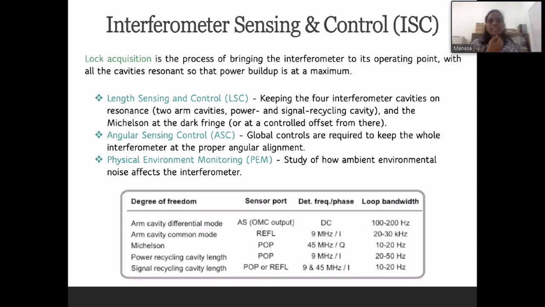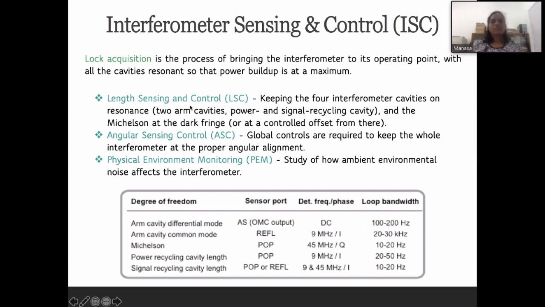Next along the line of subsystems is the interferometer sensing and control. This involves everything that allows us to sense and control the various degrees of freedom of the interferometer. And what does it mean to control the degrees of freedom? If you want the detector to be in a very useful state, looking at gravitational waves, you want the interferometer to be at an operating point where the cavities are resonant and the interferometer itself is resonant. So all the subsystems help in sensing the different degrees of freedom of the interferometer.